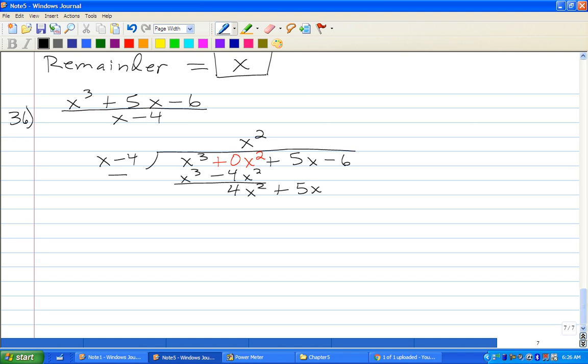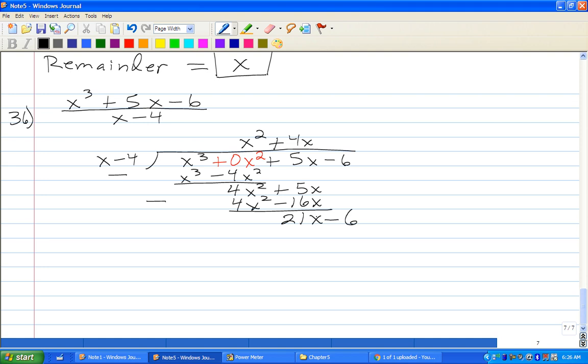4x squared divided by x is 4x. 4x times x is 4x squared. Negative 4 times 4x is negative 16x. And again, let's subtract. The 4x squares cancel. 5x minus a negative 16x, the same as 5x plus 16x, is 21x. Let me drop down the negative 6.